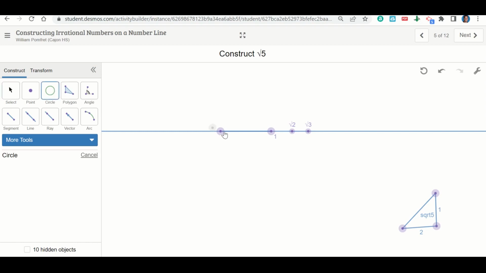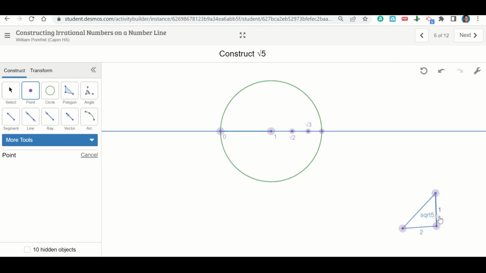So what I'm going to do is I'm going to use the circle tool and go from 1 out to 0 here. So I have a radius of 1 here and a radius of 1 here. So this point here, where the circle and the number line intersect, that point should be exactly 2. So now I have my 2.